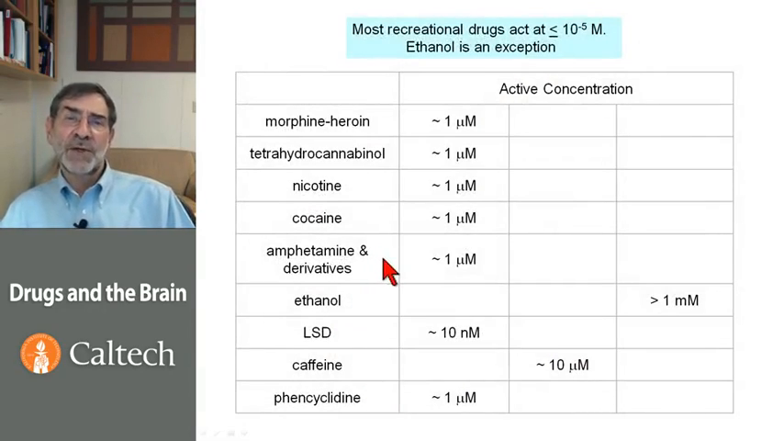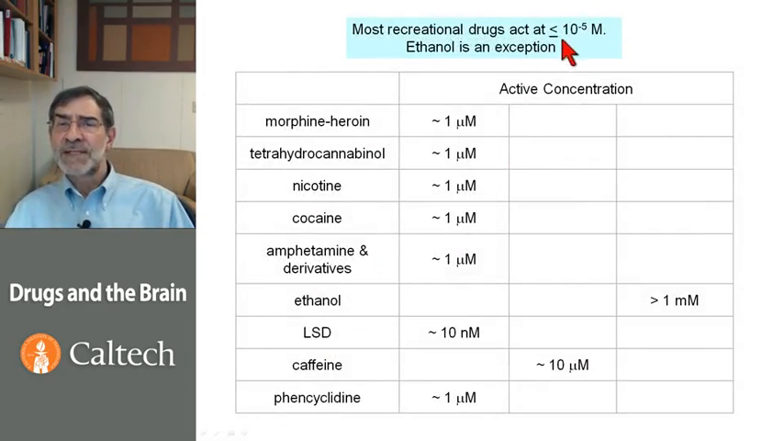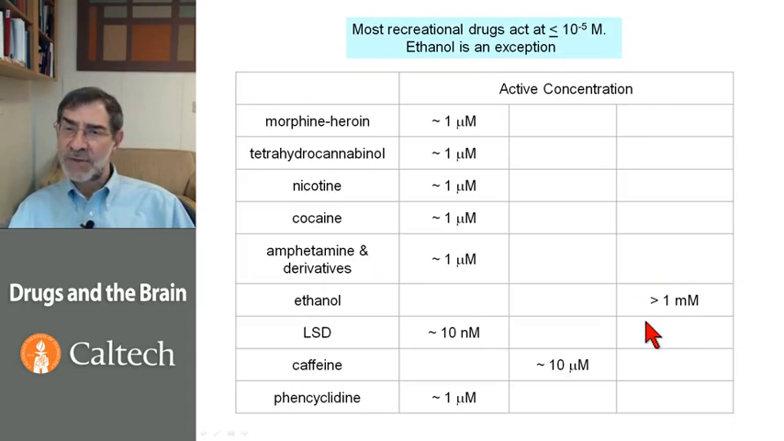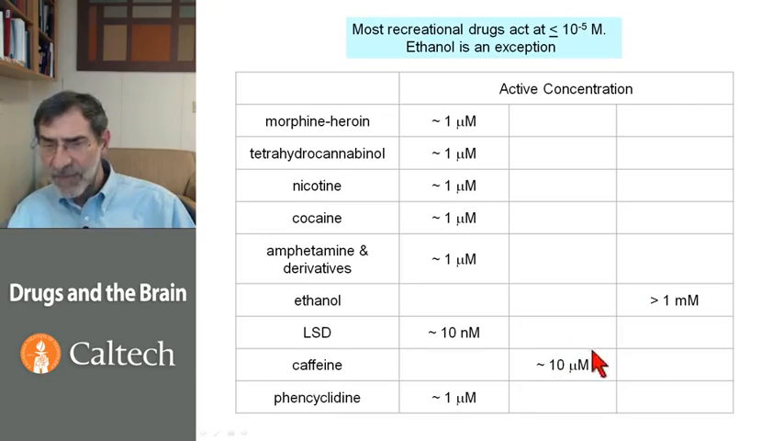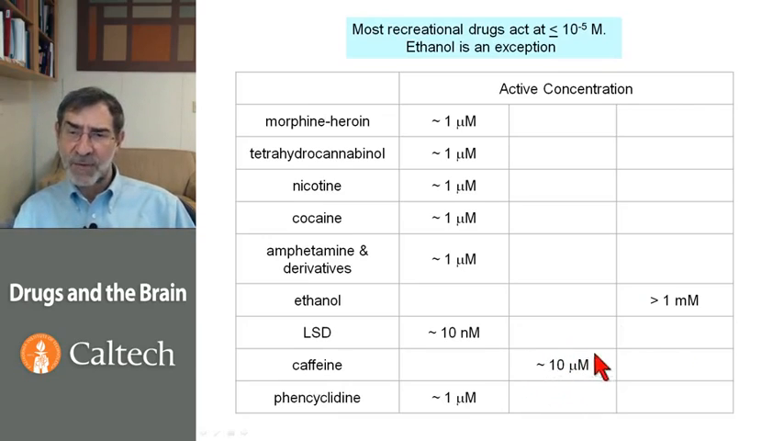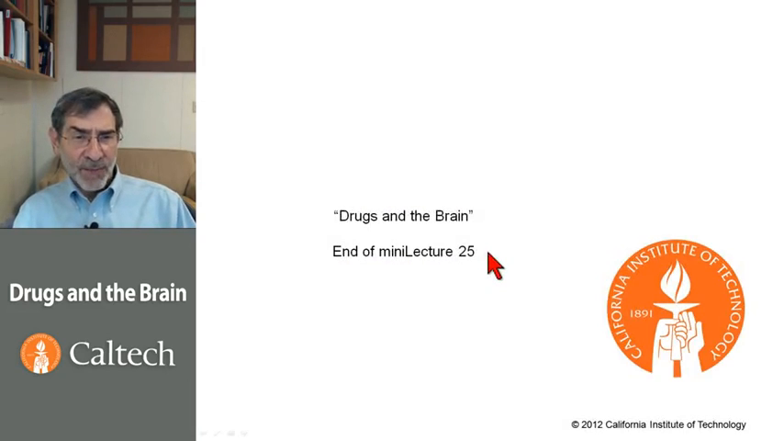Now, most recreational drugs act at concentrations of less than 10 micromolar, with the exception of ethanol, which, as usual, is exceptional. Caffeine acts a bit higher than that, around 10 micromolar, but a person who is legally drunk in some countries because of ethanol has a concentration significantly in excess of 1 millimolar. So ethanol's effects occur at much higher concentrations than do other drugs. Next time, we will talk about system-level effects of recreational drugs.